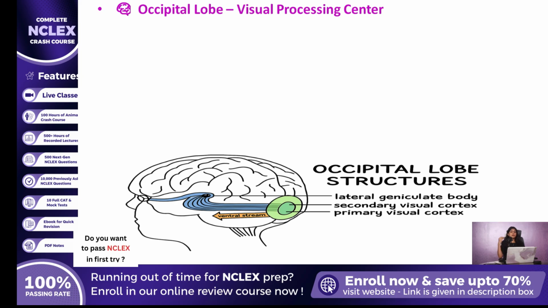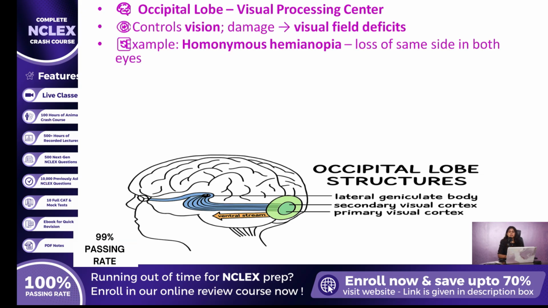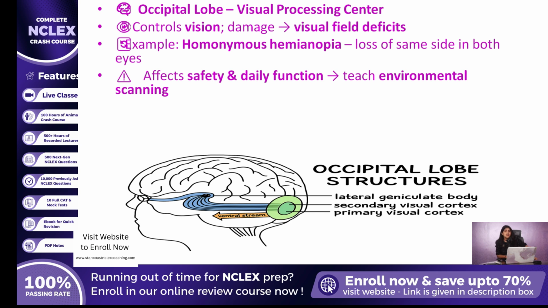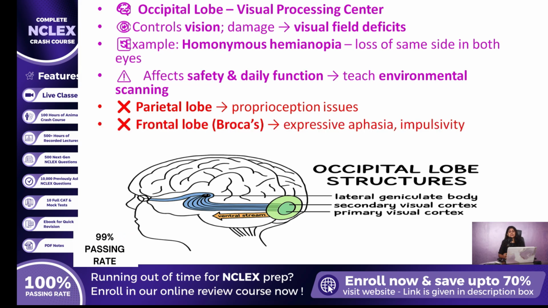The occipital lobe is the brain's primary center for visual processing. Damage to this region often results in visual field deficits like homonymous hemianopia, where the same side of each eye loses vision. This condition significantly affects daily function and safety, and clients must be taught to scan their environment to compensate. Impaired proprioception points to parietal lobe injury. Expressive aphasia stems from damage to Broca's area in the frontal lobe, and impulsivity typically occurs with frontal lobe impairment.